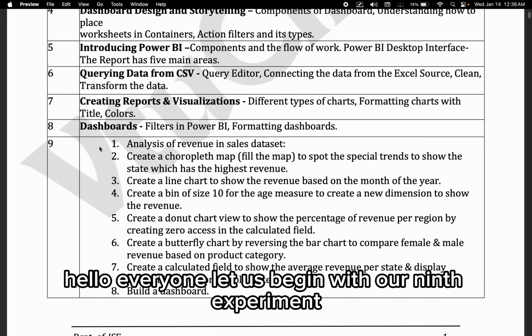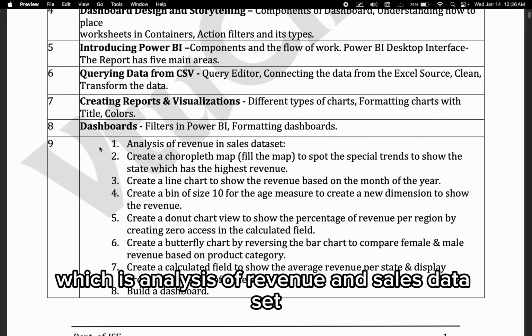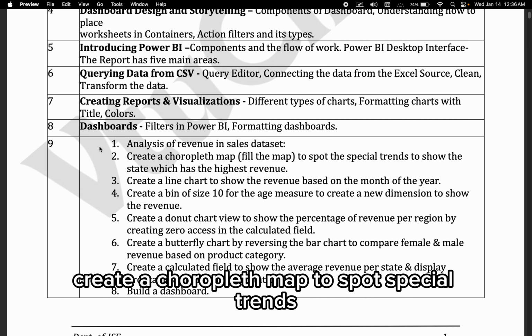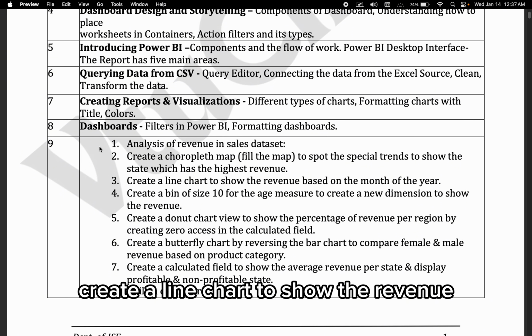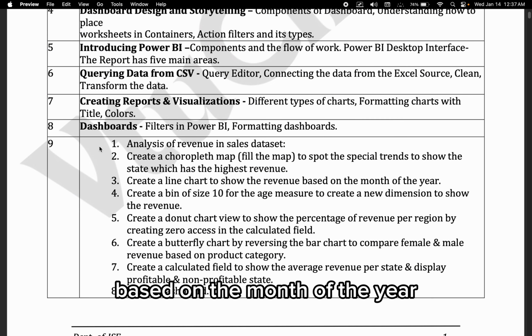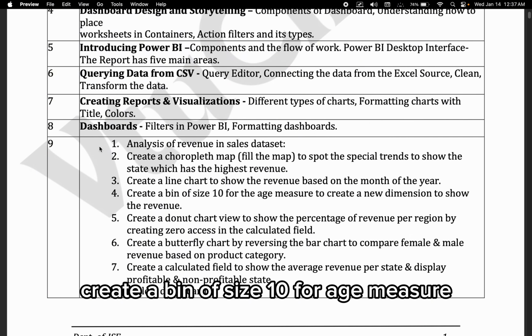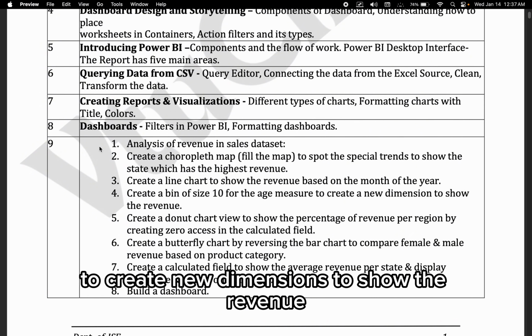Hello everyone, let us begin with our ninth experiment, which is analysis of revenue in sales dataset. Create a choropleth map to spot special trends to show state which has highest revenue. Create a line chart to show the revenue based on the month of the year. Create a bin of size 10 for each measure to create new dimensions to show the revenue.